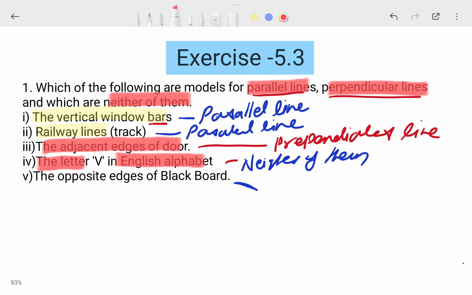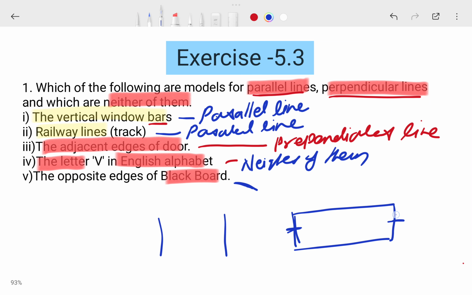Okay, let's see the last one: the opposite edges of a blackboard. If you see the blackboard, what are the opposite edges? These are parallel. If you see the blackboard in your classroom, it is like that only. If you see the opposite edges, this one and this one, they are going straight, they will never meet at any point.